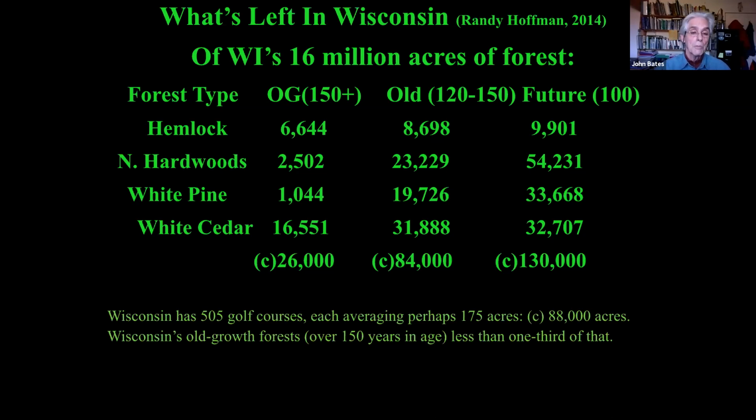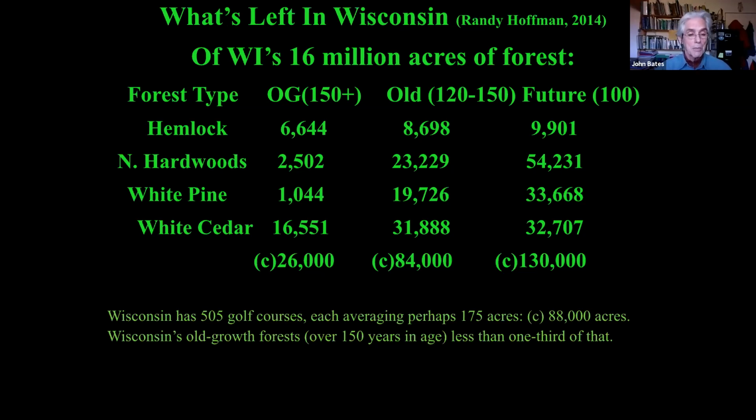White cedar, quite a bit more, mainly because white cedar swamps are hard to get into. You can note that there are some possibilities here in terms of older forest, 120 to 150. There's higher numbers there, and forests at 100 years and older, there's some decent sized numbers there that we can work from if we choose to manage for more old growth in our state.